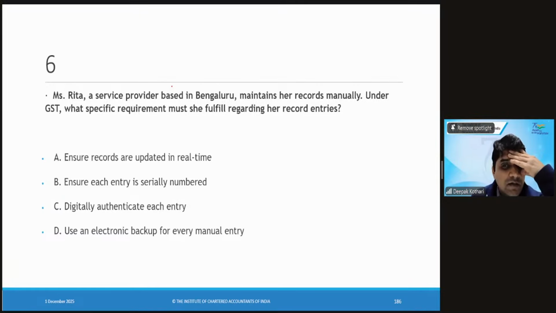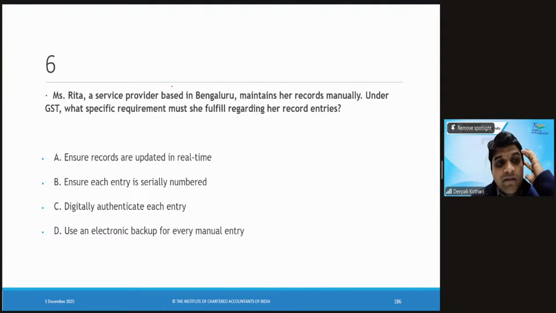yes, others. Is it A, ensure records are updated in real time? Ensure each entry is serially numbered. Digitally authenticate. Can they authenticate it when the books are recorded manually? Or use an electronic backup for every manual entry? When the entry itself is manual, how can they have an electronic backup? If the records are maintained electronically, then electronic backup will be possible. If the records are maintained manually, then what they have to do?